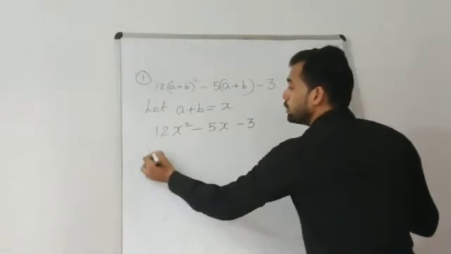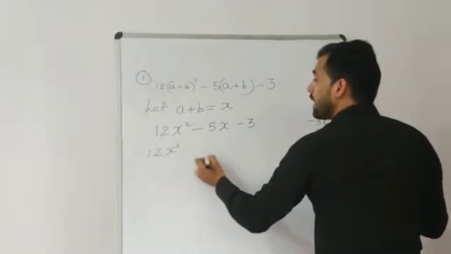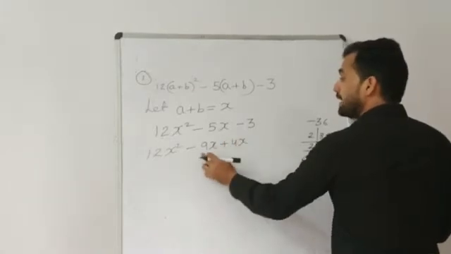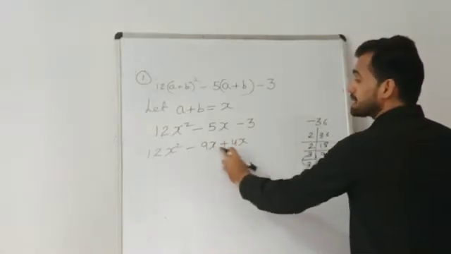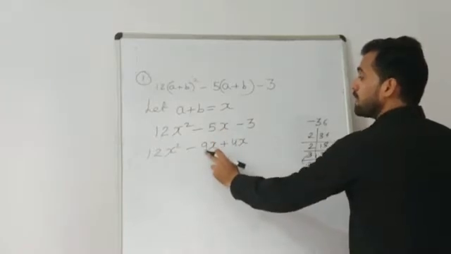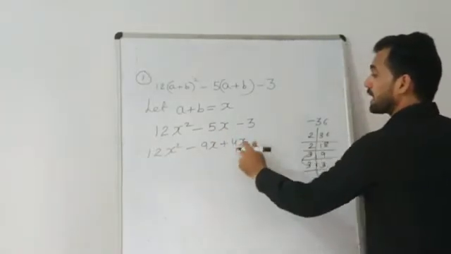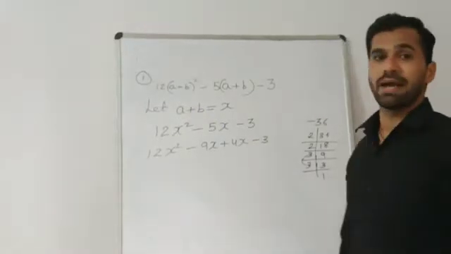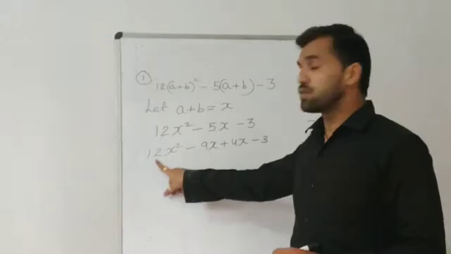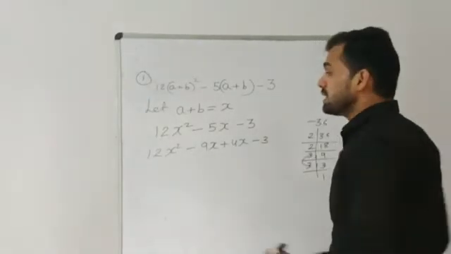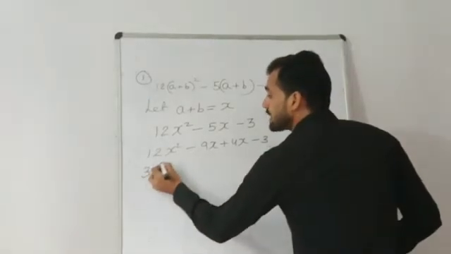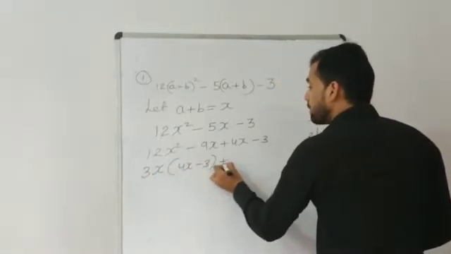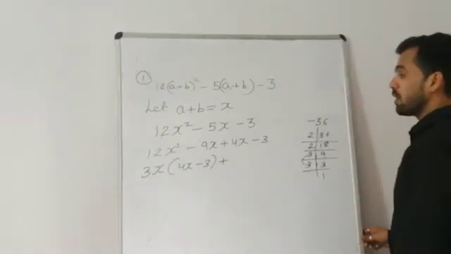So what we will do is write 12x², minus 9x plus 4x. Minus 9 plus 4 gives us minus 5, and minus 9 into plus 4 gives us minus 36. Now from 12x² and minus 9x, 3 fours are 12 and 3 threes are 9, so we will take 3x as common. We will get 4x minus 3, plus we are not getting anything common from the 4x minus 3.